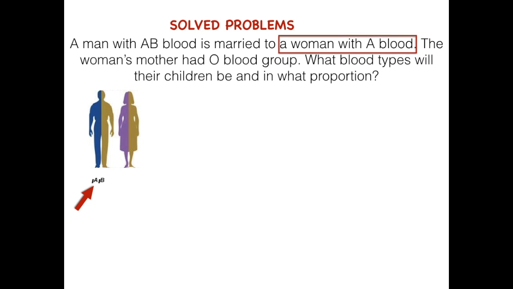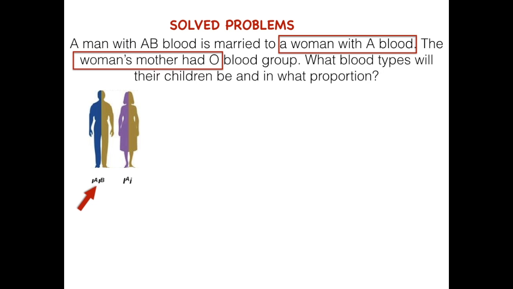The woman has A blood type, that's one hint. Hint number two, the woman's mother had O blood type. So is the woman homozygote for the A allele, or is she heterozygous? The moment you see a problem like this, with the woman with A blood type and the mother or father has O blood type, you can 100% conclude that she cannot be homozygous for the A blood type. She has to be heterozygous. So that is going to be the woman's genotype. How did I come to this conclusion?